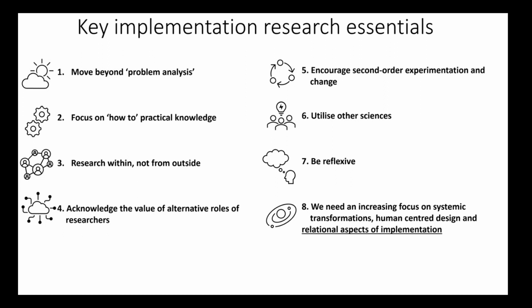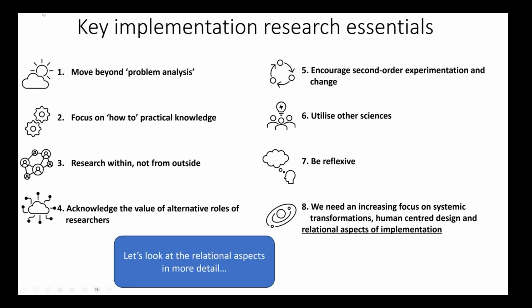So we need to start looking at more broadly and take a step back, almost look at the whole forest, the whole system, and understand. I think human-centered design, actually, people think that's often about dealing with people and designing around people, but actually it's about designing systems. And then the relational aspects of implementation. This is something that's just not been, I think, given enough attention. And actually, just to highlight that, I'm going to focus on that a little bit now. So just look at the relational aspects in a little bit more detail.